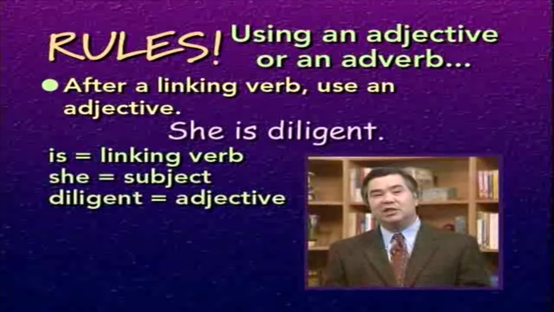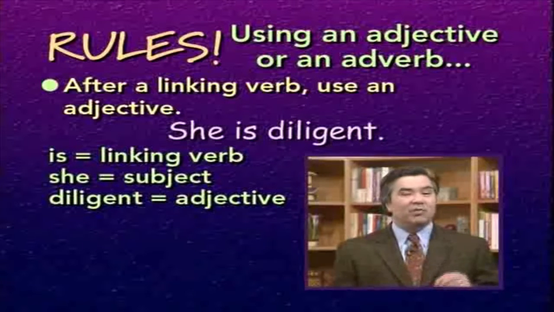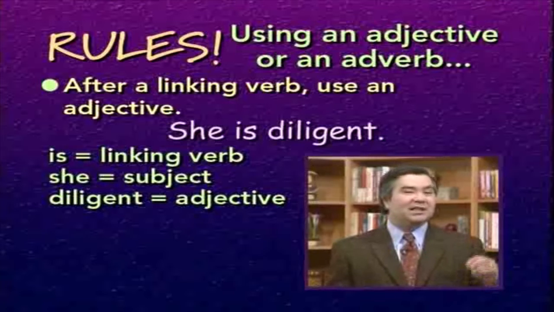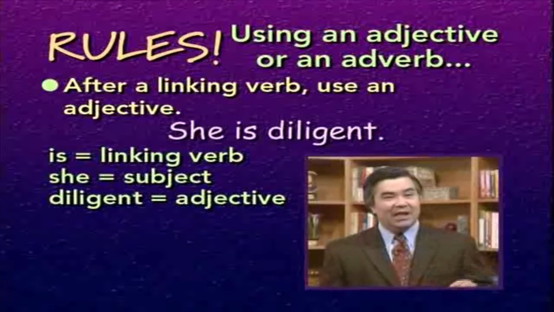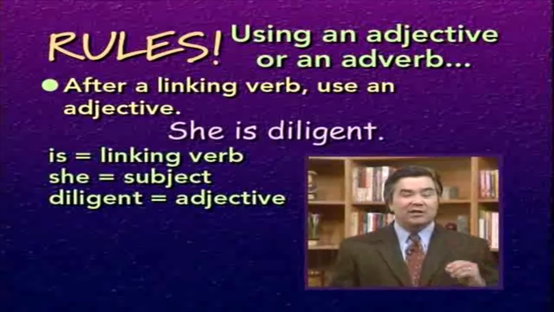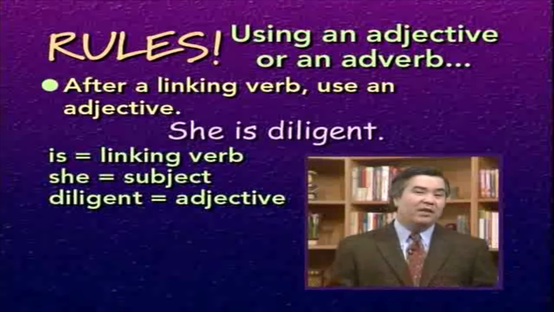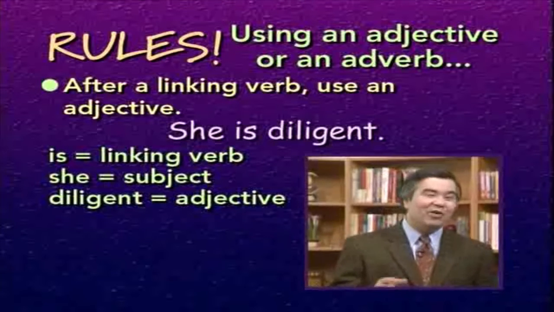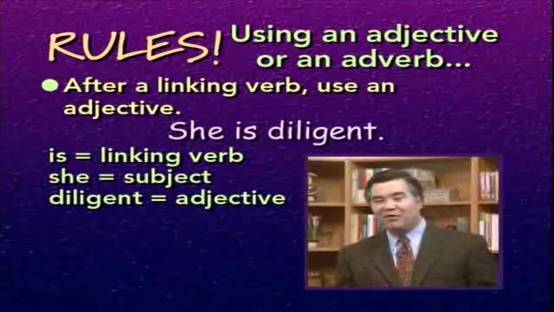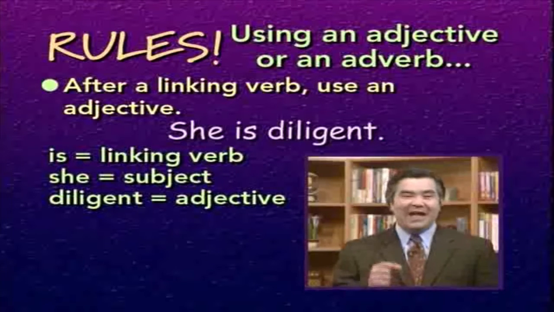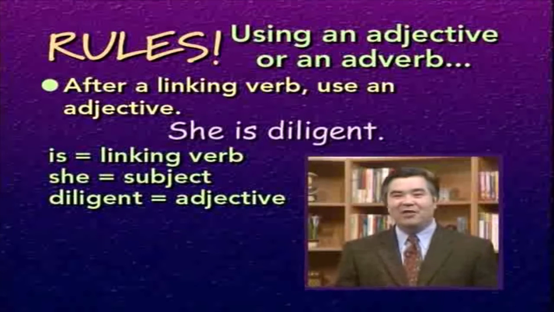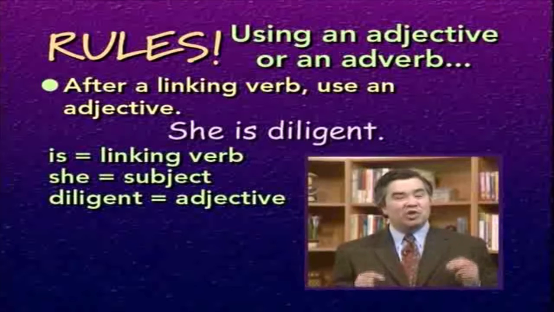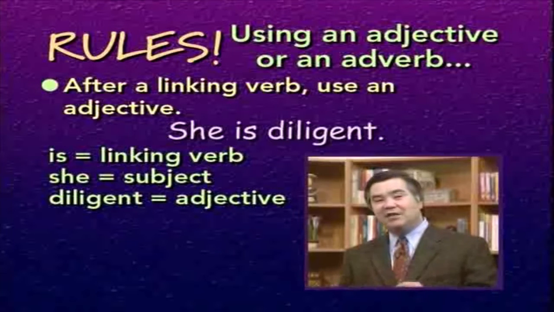She is diligent. That adjective diligent refers back to, or modifies, the pronoun she. It tells us what she is, and therefore an adjective is correctly used in this sentence. Remember that an adjective is used to modify or give more information about a noun or pronoun. Since diligent refers back to the pronoun she, an adjective rather than an adverb is correct. So in a sentence that contains a linking verb, you generally want to follow it with an adjective, not an adverb.